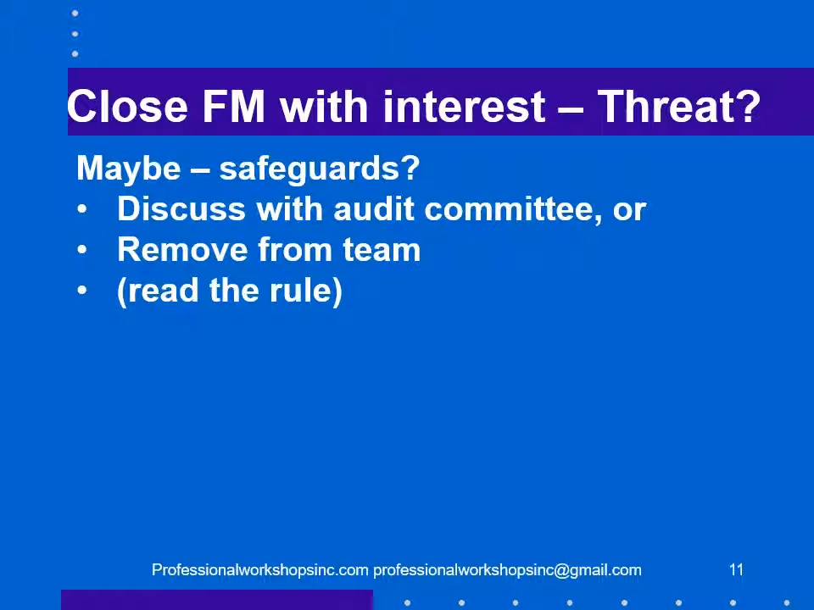And what happens if a close family member has an interest and you might not know? You might not know what your siblings own. So is that a threat, and what are the safeguards? Read the rule, of course. A safeguard is discussing that with the audit committee, that you happen to know your brother has 10 shares of the large public company, but you don't think that's a threat. And if you do think it's a threat, you'd be removed from the team.